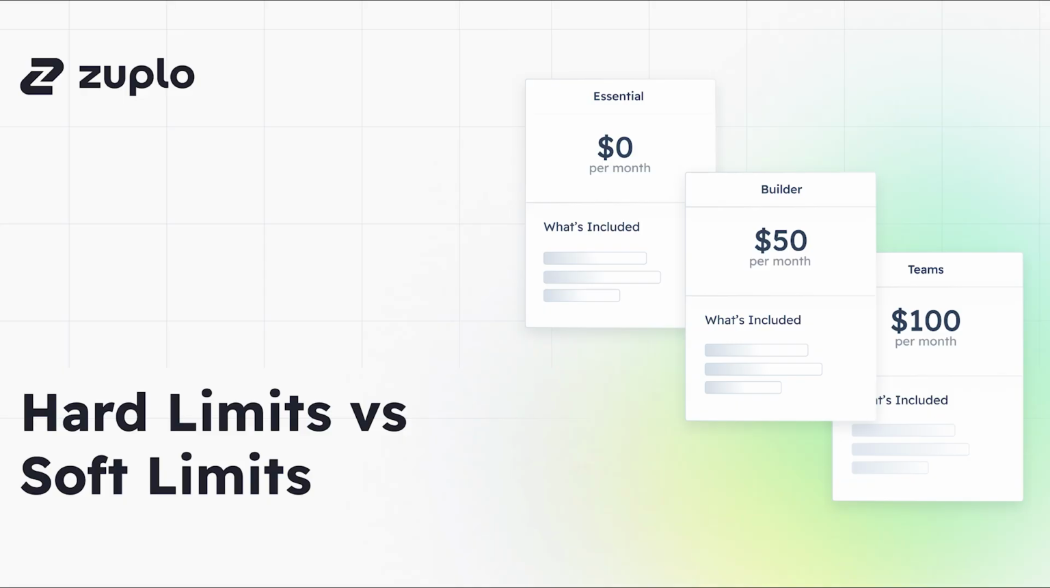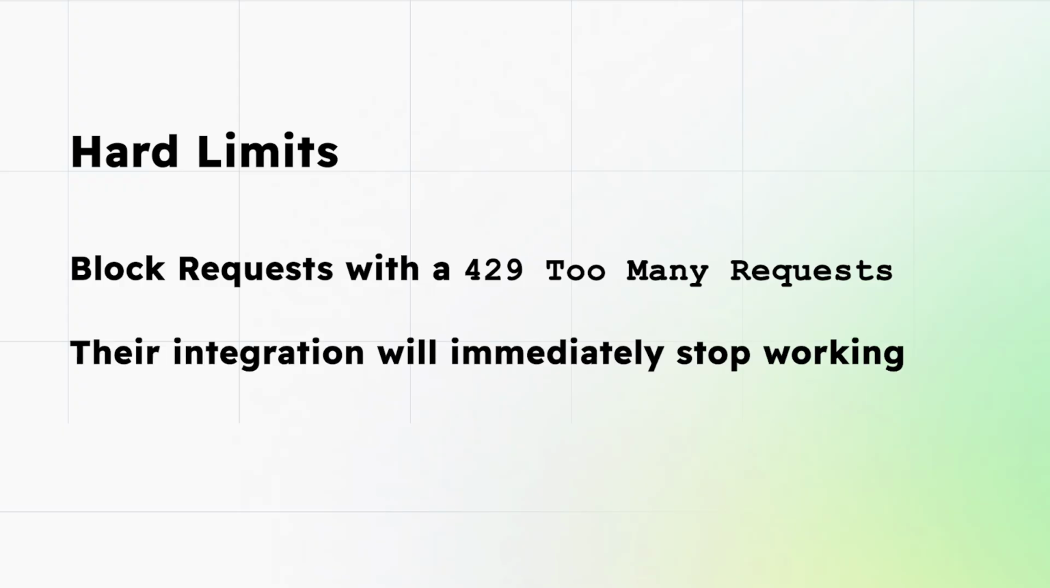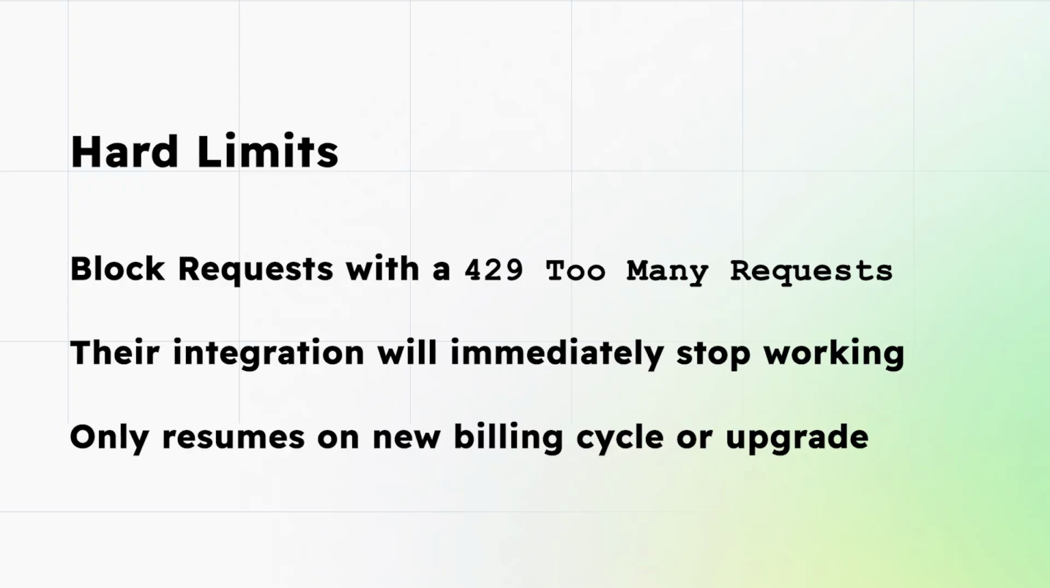Okay, so let's talk about limits. Hard limits versus soft limits. When a customer exhausts their quota, you've got 2 options. Hard limits block the request and the customer gets a 429 response. Their integration stops working until the next billing cycle anyway, or at least until they upgrade. And this protects you from runaway usage, but it creates a kind of harsh experience.